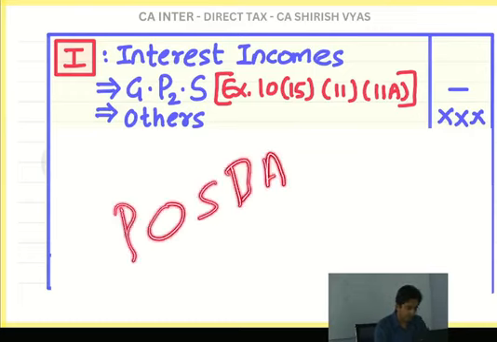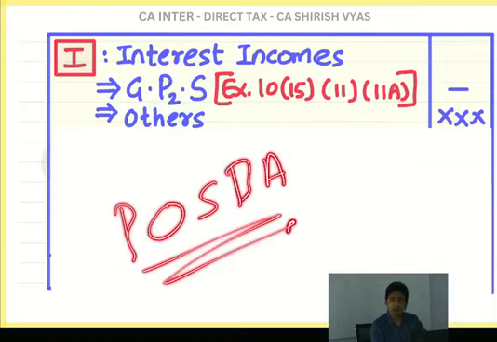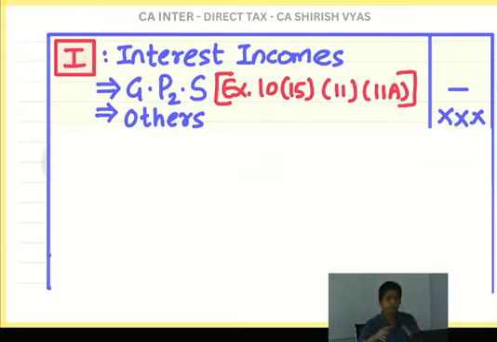POSBA. Post office savings bank account means even in post office people have bank accounts. Like you normally open a bank account in a bank, but in post office also there are investment schemes. There are many schemes. But if you invest in post office savings bank account, the interest of that is exempt. Reason? Because post office is owned by government.